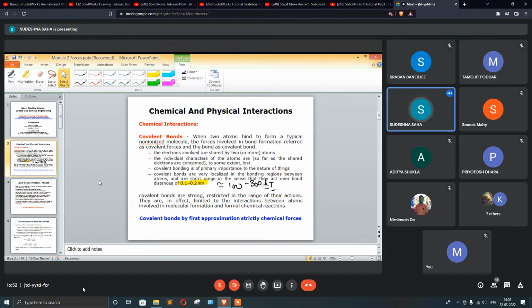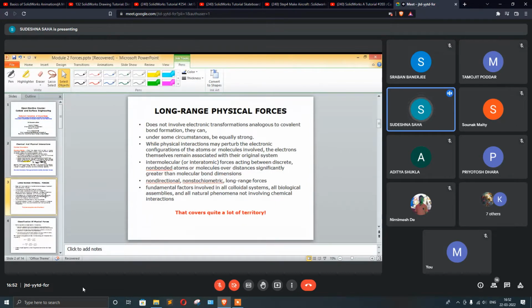The other thing is basically the physical interaction. Other than chemical interactions, there are physical interactions where, rather than intramolecular forces, sometimes we are interested in intermolecular forces acting between discrete non-bonded atoms or molecules over distances which are significantly greater than the molecular bond distances that we were talking about in case of covalent bonds.